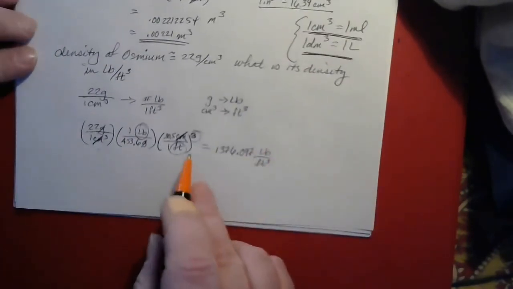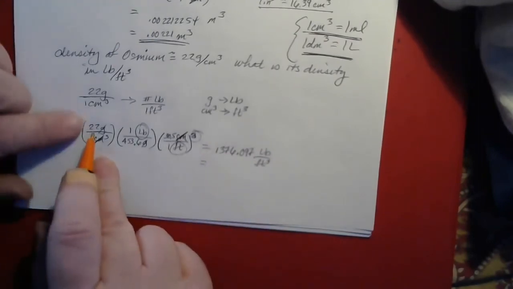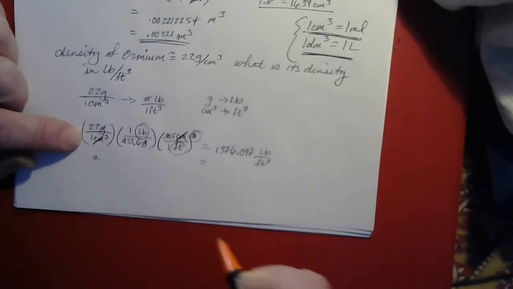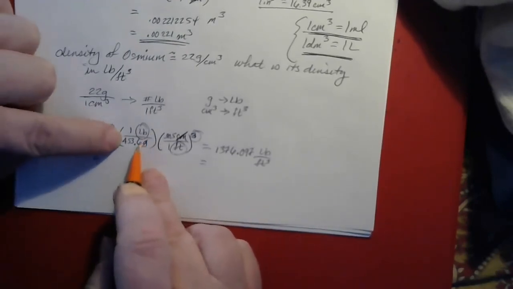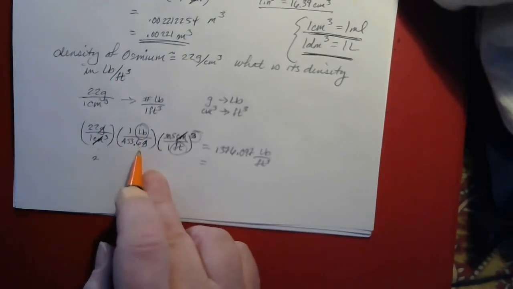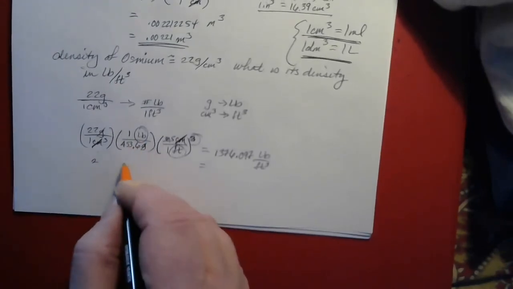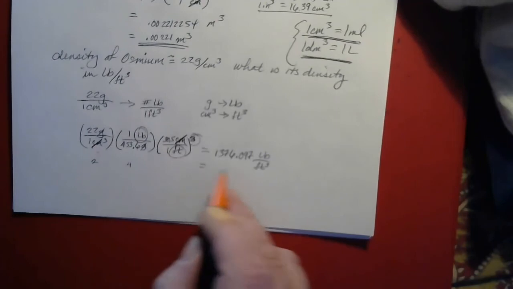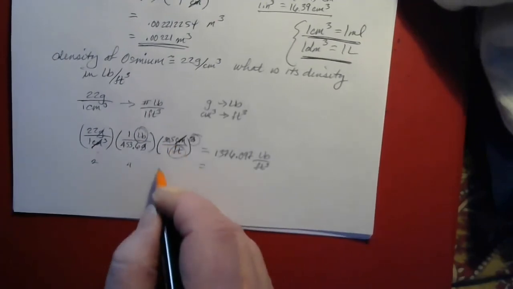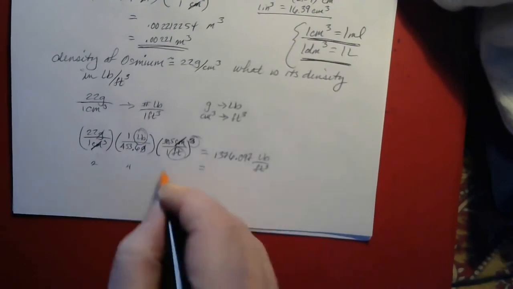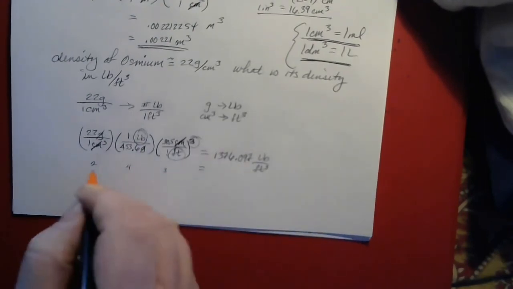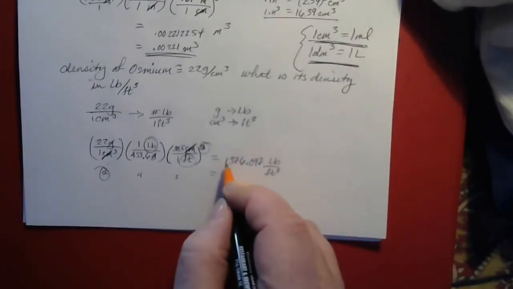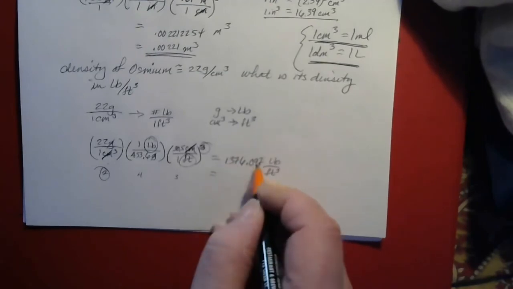All right, so now to look at significant figures. 22 grams per cubic centimeter, that's 2 significant figures. 1 pound for every 453.6 grams, that is between English and metric, so that is not infinite, that is 4 significant figures, 1, 2, 3, 4. 30.5 centimeters per foot is also between English and metric, so it's not infinite, that would be 3 significant figures. So we're only allowed 2 significant figures in our answer. So that's the 1 and the 3. Everything from 7 on has to go.